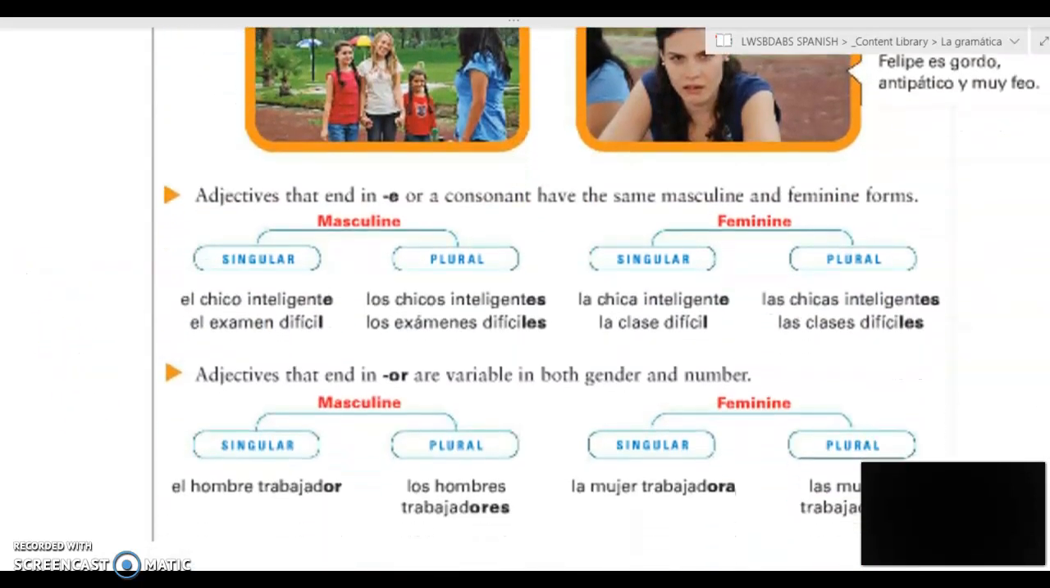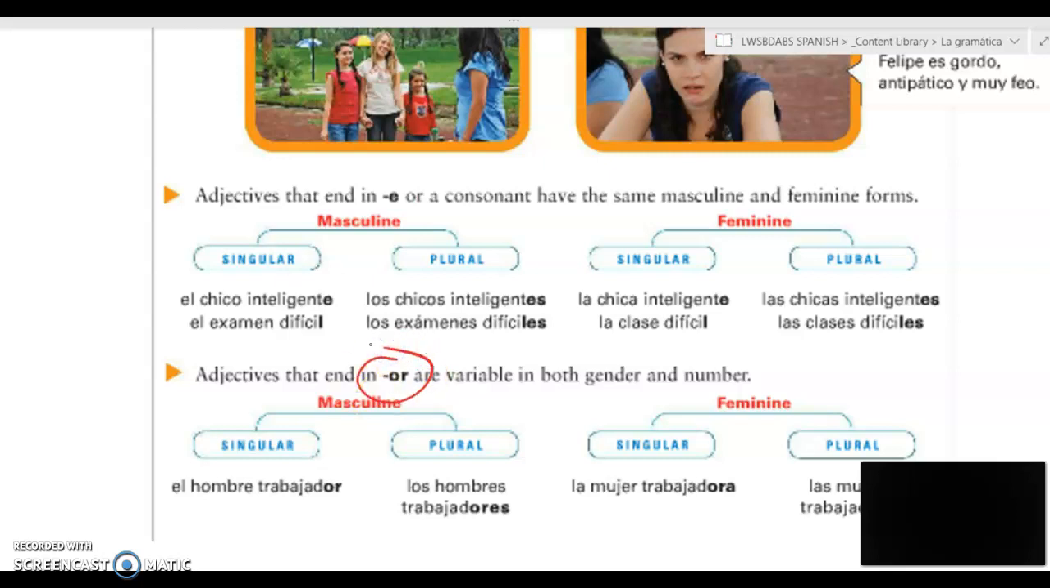But as you know, we were using the adjective inteligente, and inteligente, and anything that ends in an E like that doesn't actually change. So you would say el chico inteligente or la chica inteligente. You can hear my dog barking in the background there. Sorry about that. So, as I was saying, that is for adjectives that end with E. They don't change whether they're masculine or feminine.